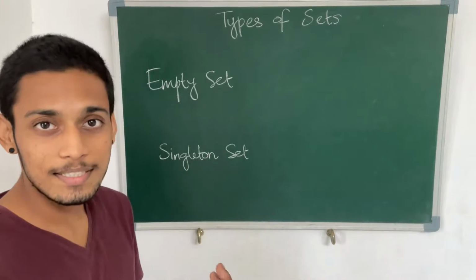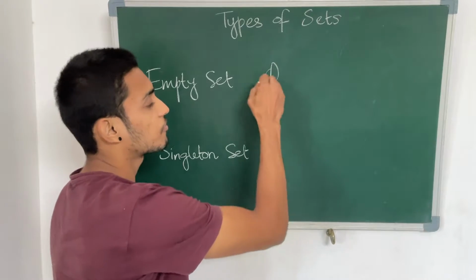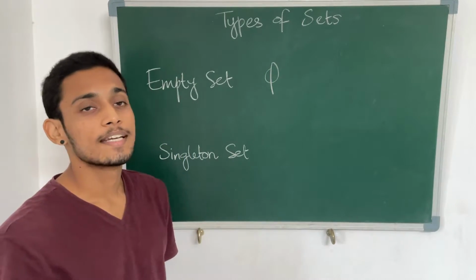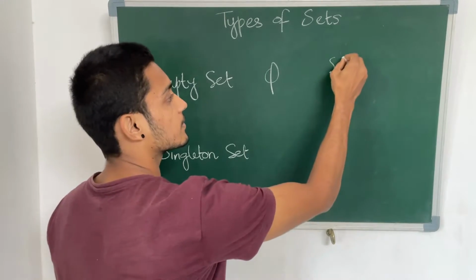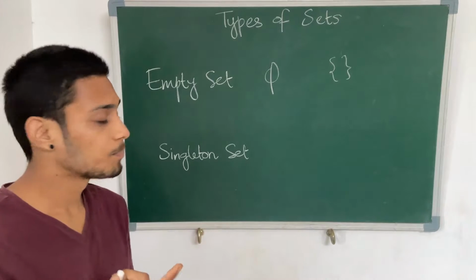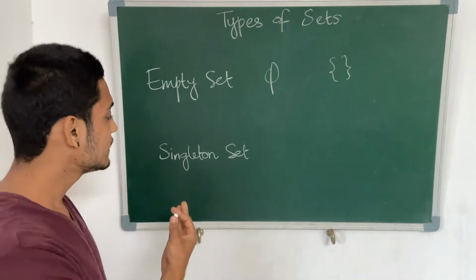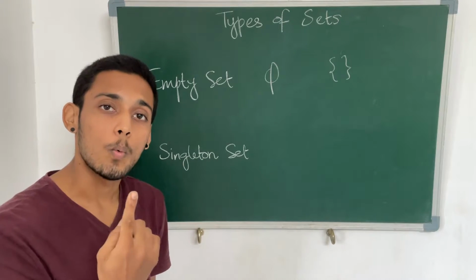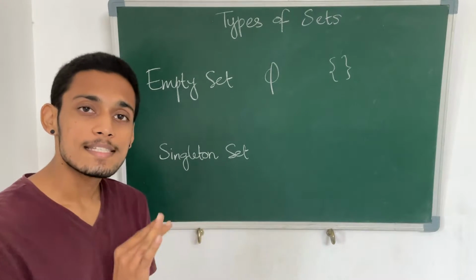It is represented by phi, this symbol. The other way of representing it is an empty brace. That's it. So this is the empty set. The second is the singleton set. A set which contains only one element is known as a singleton set.